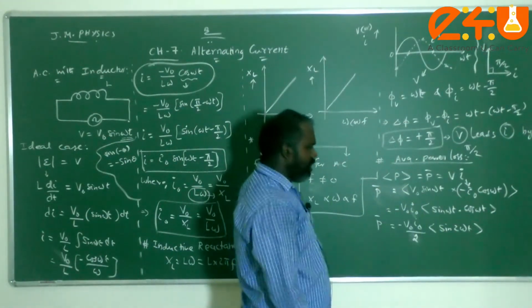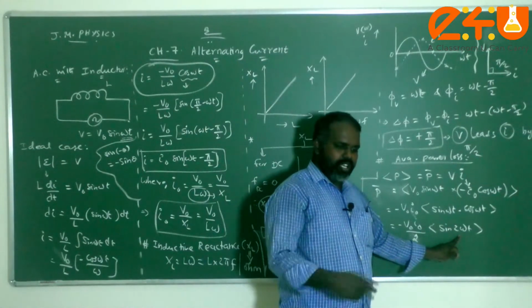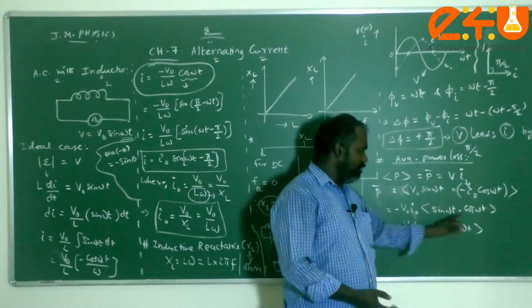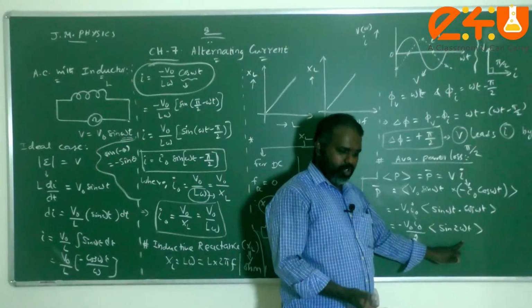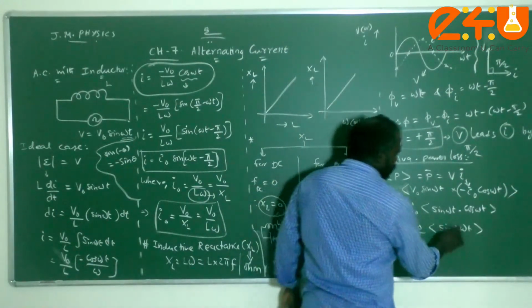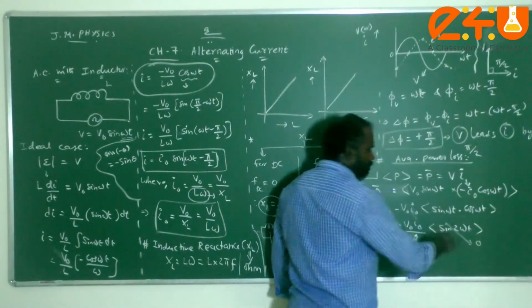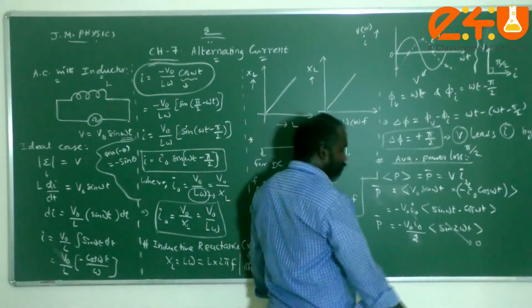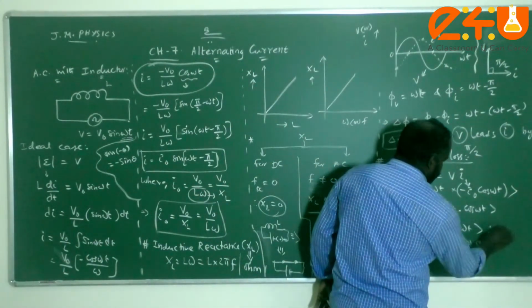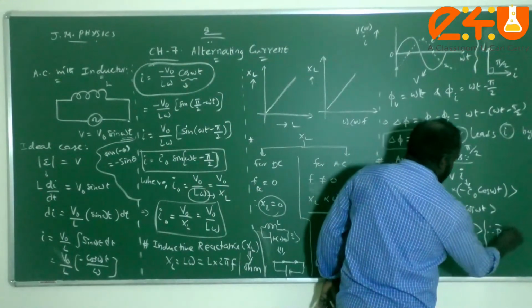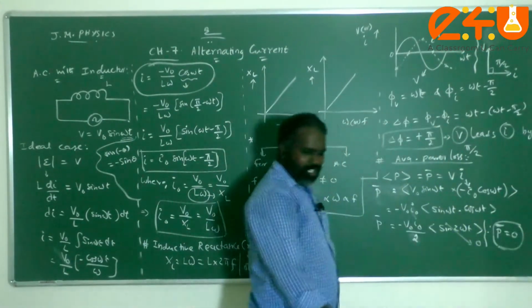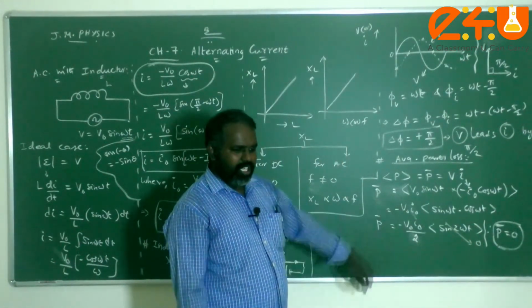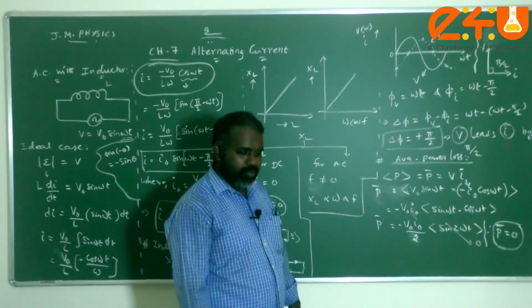We know that for a sine function or cos function, or sine multiples of that, the time average value will be 0. So for this term, the time average will be equal to 0. Therefore, I can say that the average power loss in the inductor connected with the AC circuit is 0.